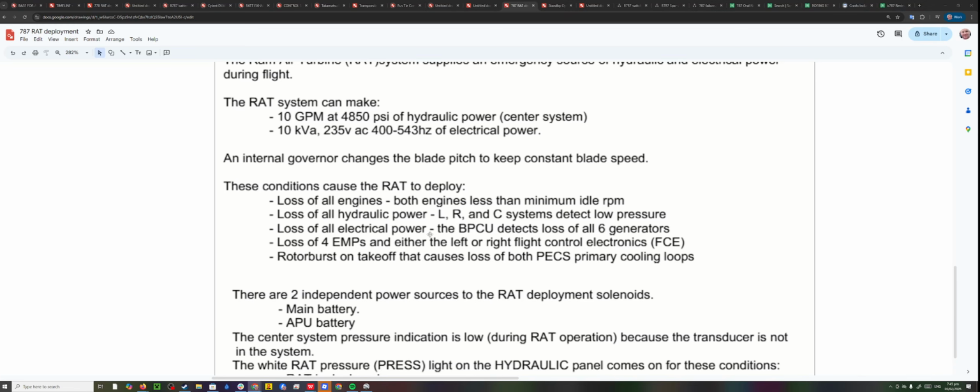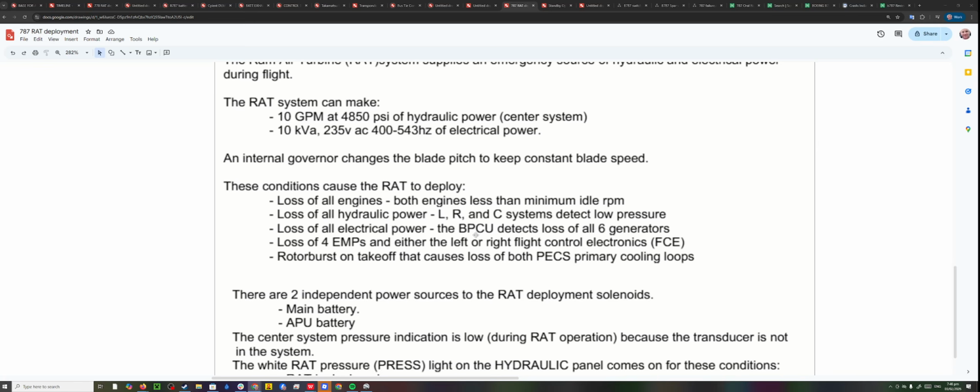And then finally, loss of electrical power. The bus power control unit detects loss of all 6 generators. That's the same as we mentioned before. There are 4 variable frequency generators, or starter generators, 2 in each engine, and then 2 in the APU. And it's detecting that by nothing supplying the C1 and C2 TRU. The only way that they would lose their power would be if it's lost all 6 generators.